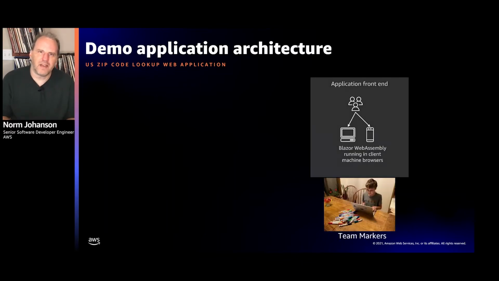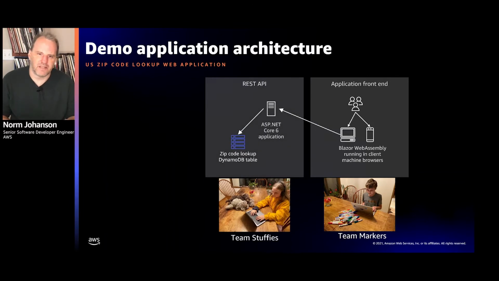The first is Team Markers. Team Markers is all about cutting-edge .NET. They're building the application using Blazor WebAssembly, which means the client application is going to run inside the client's browsers. Now, Team Markers is going to rely on Team Stuffies. Team Stuffies is building a REST API, which is an ASP.NET Core 6 application, using a DynamoDB table, which has all of our zip code information.